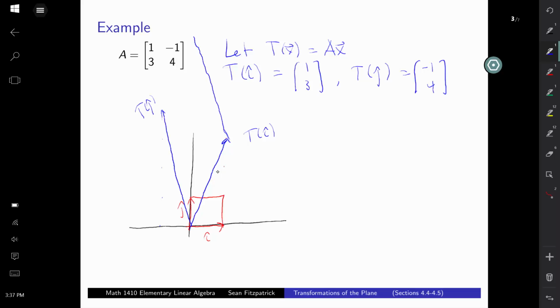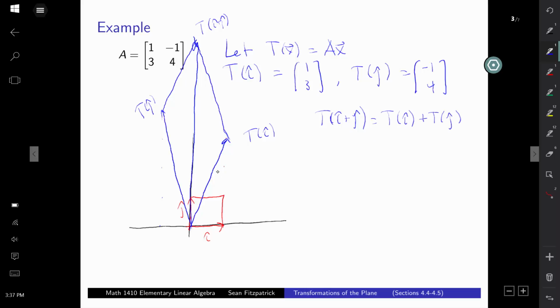We add these guys up, and we get this guy here. And there's T of i plus j, right? So T of i plus j, we know that's T of i plus T of j. So that's (1, 3) plus (-1, 4). I get the vector (0, 7).